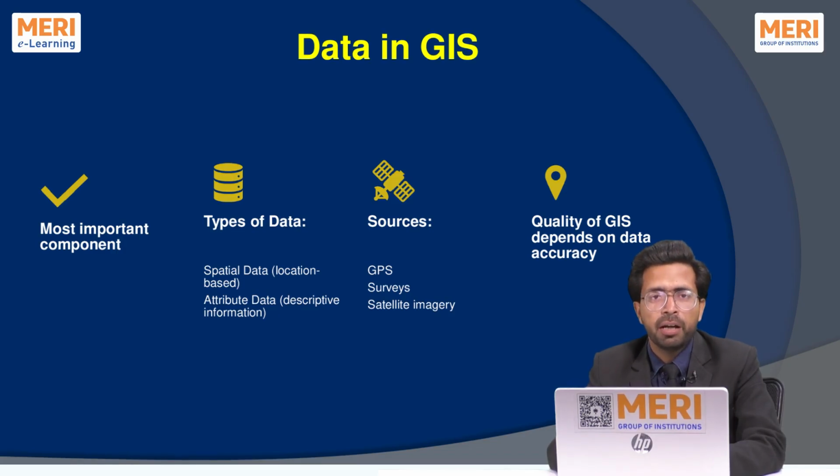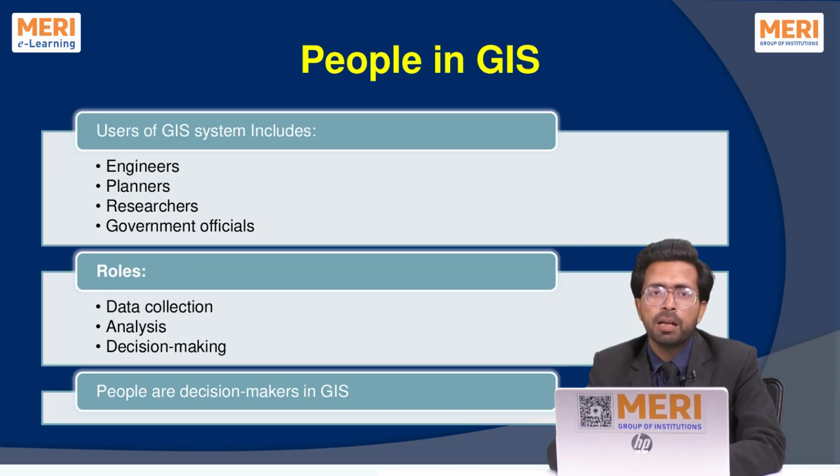The fourth component of GIS is people. People are the users who interact with the GIS system. They play a crucial role in collecting data, performing analysis, and making decisions.